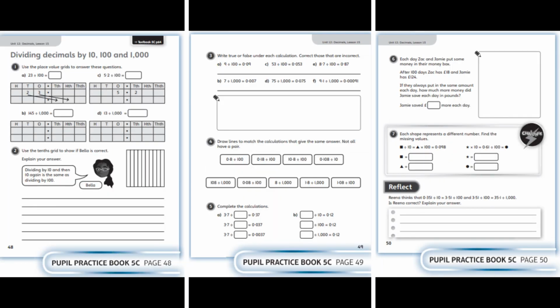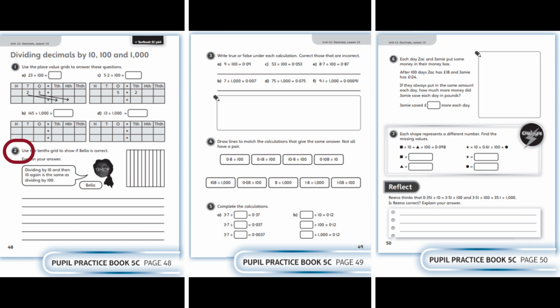All right, Year 5, I'm mindful of how long the video is getting, so it's time for you to start your independent work. Today it's taken from pages 48, 49, and 50. On page 48 for question 1, you can use those place value grids to help you solve the problems. If you prefer just to use the decimal point trick, that's fine too. For question 2, Bella says that dividing by 10 and then 10 again is the same as dividing by 100. This is true, because when you divide by 10 and then divide by 10 again, you've moved your number 2 places over. That's the same as when you divide by 100, because 100 has 2 zeros, 2 placeholders, so you move 2 places.